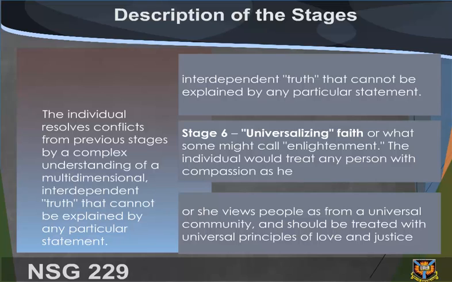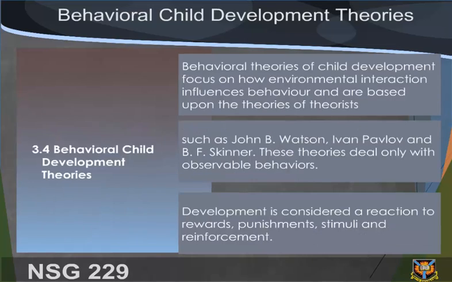Stage 6, universalizing faith, or what some might call enlightenment. The individual would treat any person with compassion as he or she views people as from a universal community and should be treated with universal principles of love and justice.